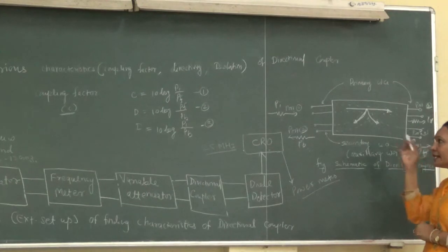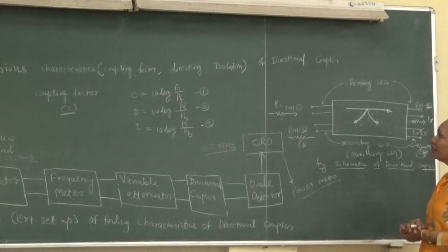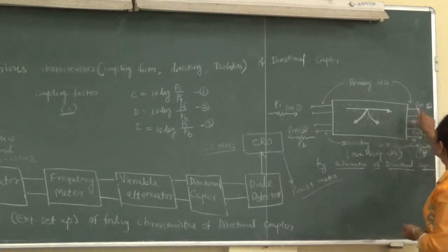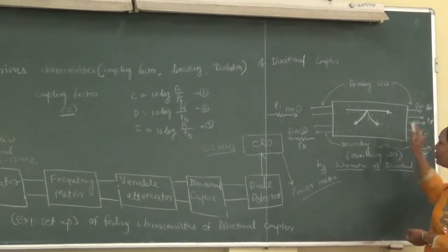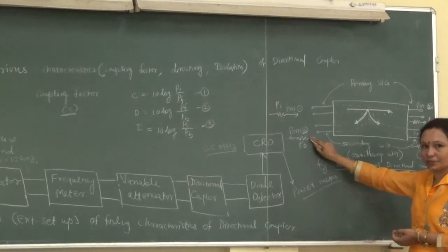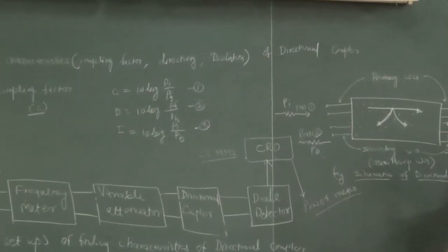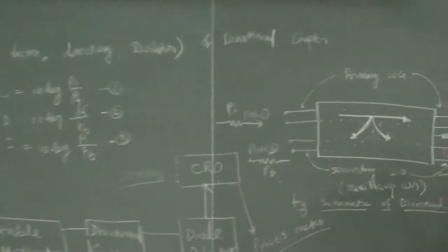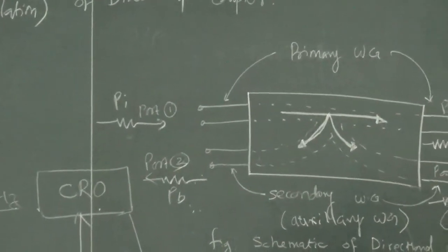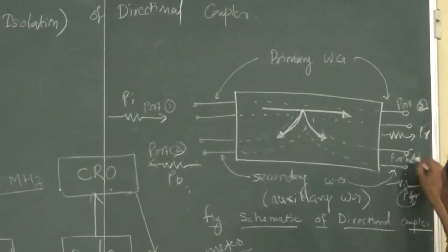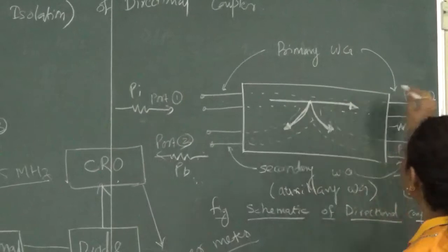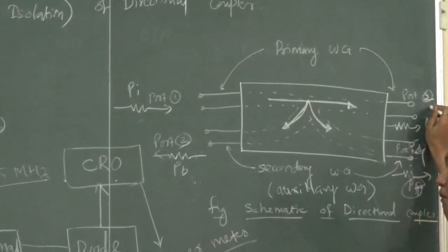So there are certain characteristics for your directional coupler. That means when you apply the signal from port 1, your signals should come out of port 2 and port 4, but no signal should come out of port 3. Similarly, when you apply the signal at port 2, your signal should come out of port 1 and port 3, but no signal should come out of port 4. Similarly, when you apply the signal at port 4, the signal should come out of port 1 and port 3, but no signal should come out of port 2.